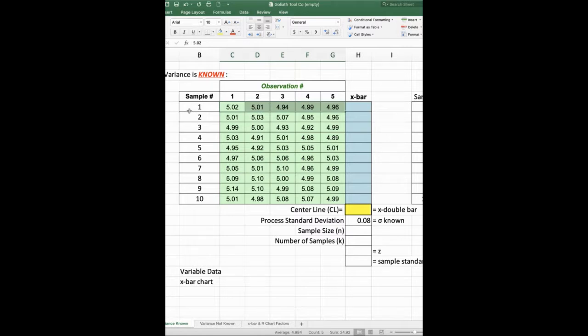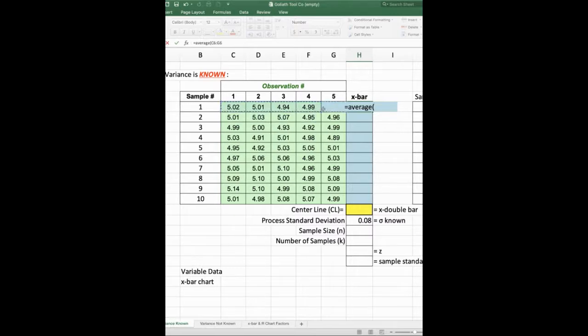So the first thing that we're going to do is compute the average for each one of the observations in sample number 1. We're going to use Excel to compute the average of these 5 cells. You can see that's 4.98. Of course, you could compute the average by adding up those cells in the next row and dividing by 5. Either way is perfectly fine, but I'm going to use the average function.